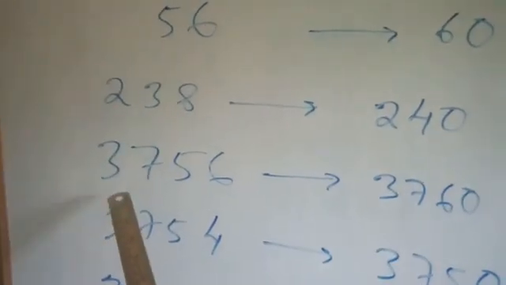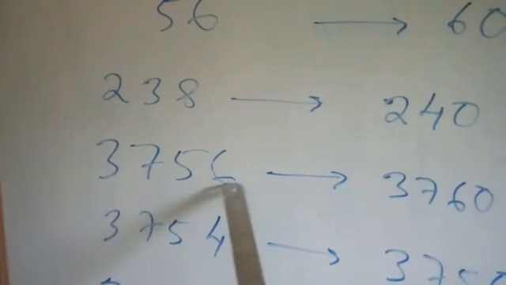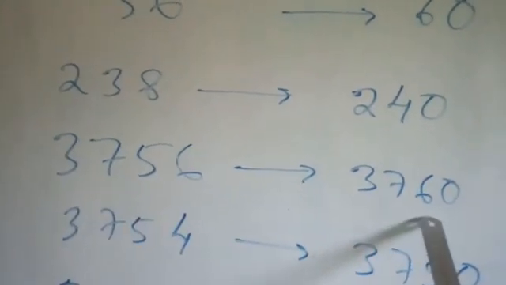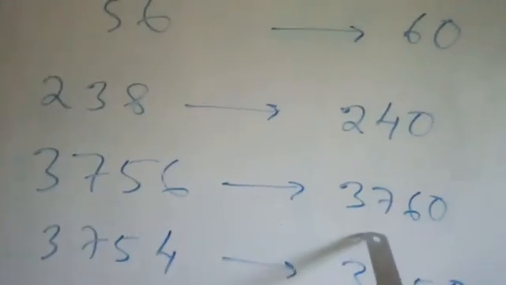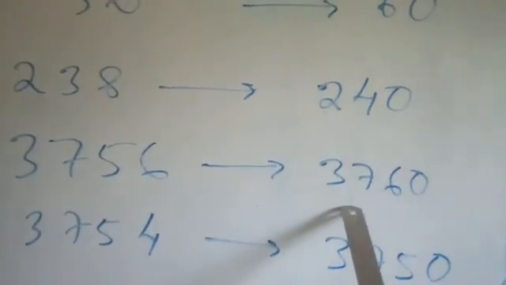Its meaning is 3756. When rounded to the nearest 10, the tens place digit is changed, 56 is changed to 60. So 3756 now will yield 3760.